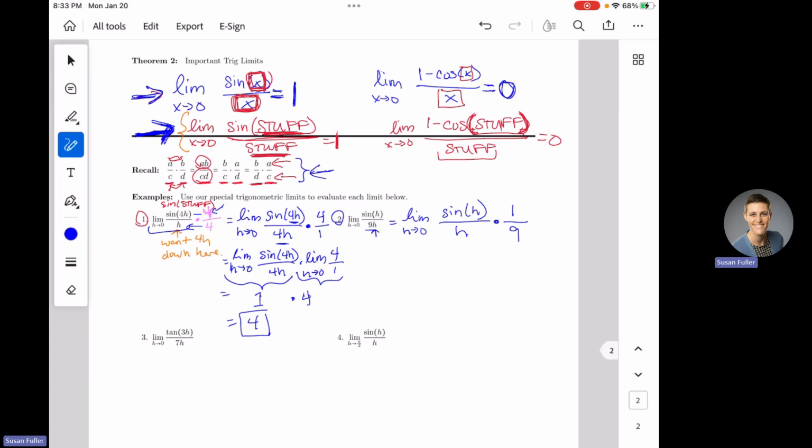And now I've got the limit of a product. So I can go ahead and take the limit of the first one times the limit of the second one. The limit as h approaches 0 of sine of h over h looks just like this. I just have h's instead of x's. So I'm going to use my gift and say that limit is 1, times the limit as h goes to 0 of 1/9, which is just 1/9. So the limit of this whole thing is 1 times 1/9, which is 1/9. That is the value of my limit.